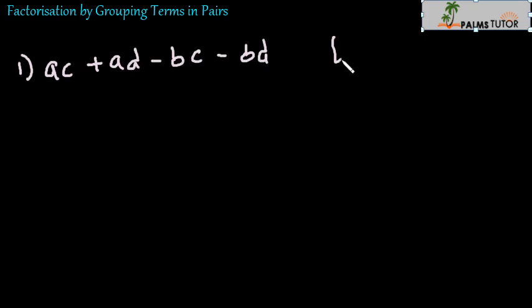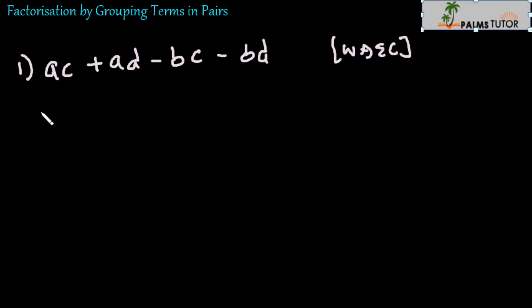If we have an expression, this is a WAEC question by the way, AC plus AD minus BC minus BD, and we are asked to factorize the question. Now, if you look at these terms in this expression, they do not have a factor common to all of them. Let's look at A. A is present in these two, but not present in these two. C is present here and here, but not in the other two. So if you look at all the terms, they don't have a factor common to all of them.